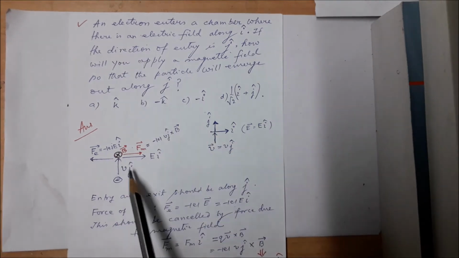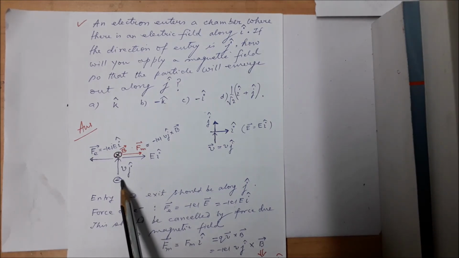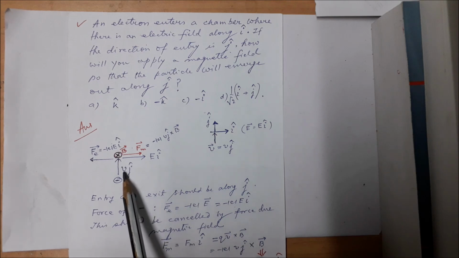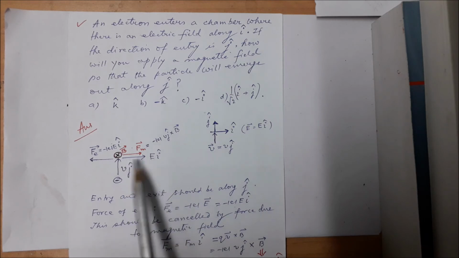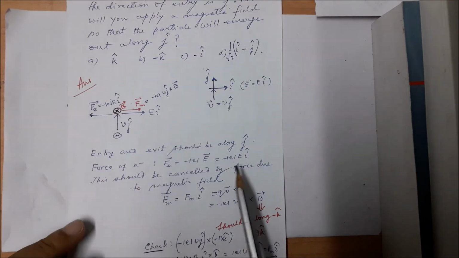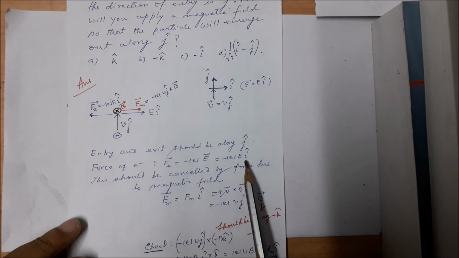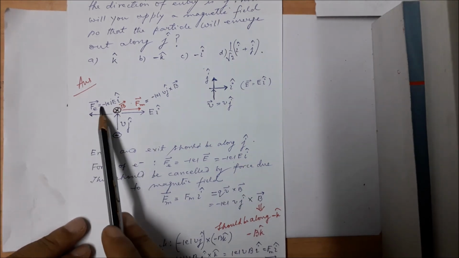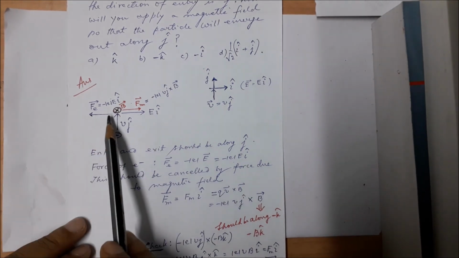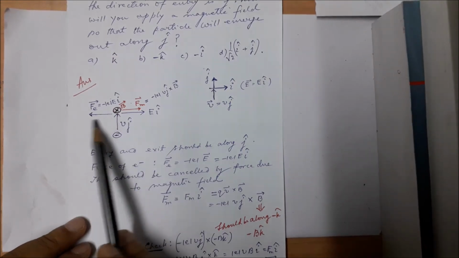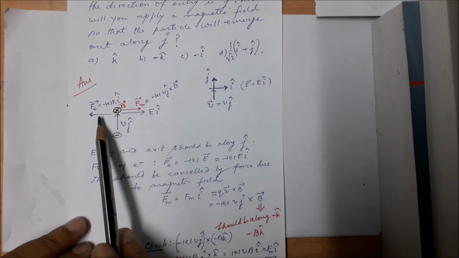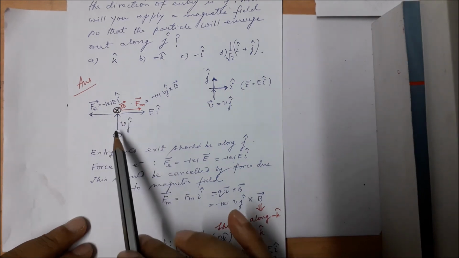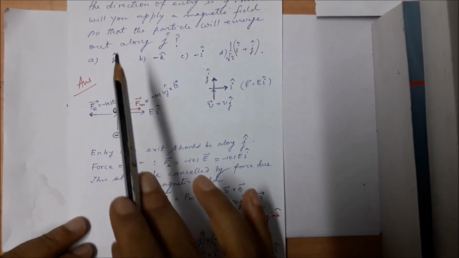So let us come to this diagram. So this is electron, negatively charged particle, enters with velocity v, and j cap is the direction of entry, and this is the electric field. So the Coulomb force on electron will be minus E i cap, that is along this direction. Now this force should be cancelled by a magnetic Lorentz force along this direction, so that net force will be 0 and the particle will exit along j cap.